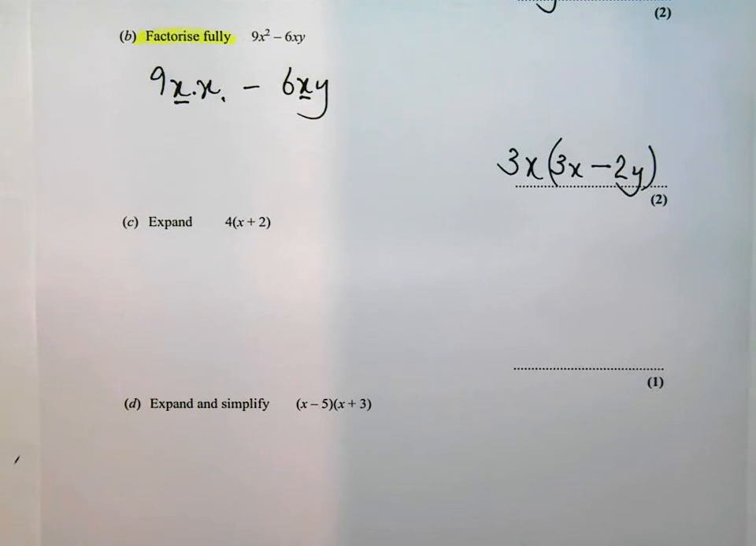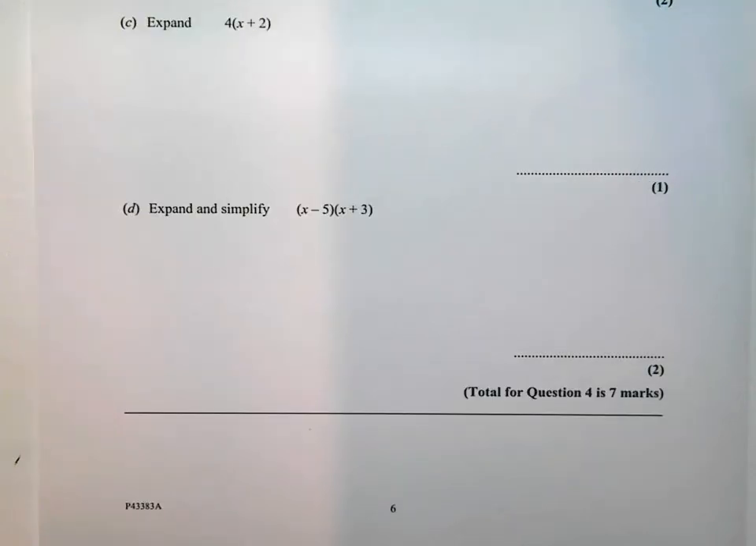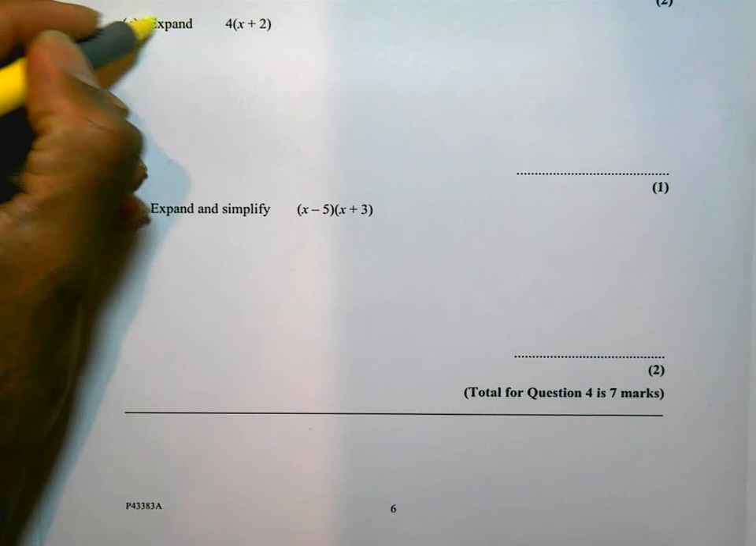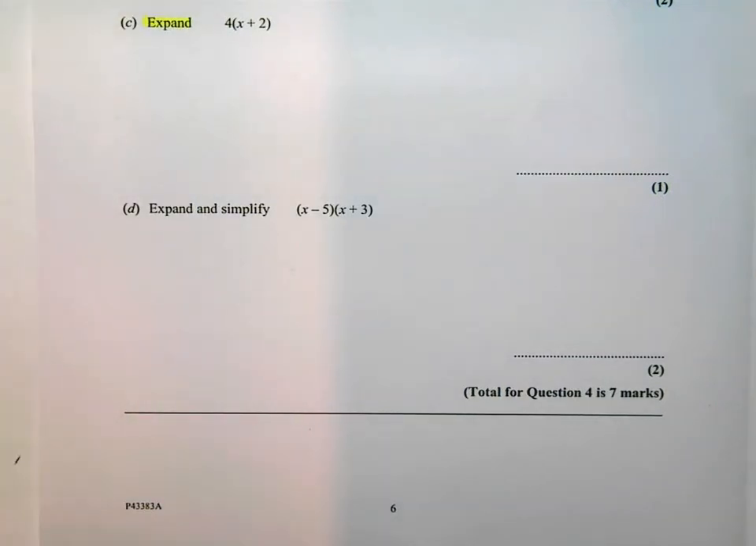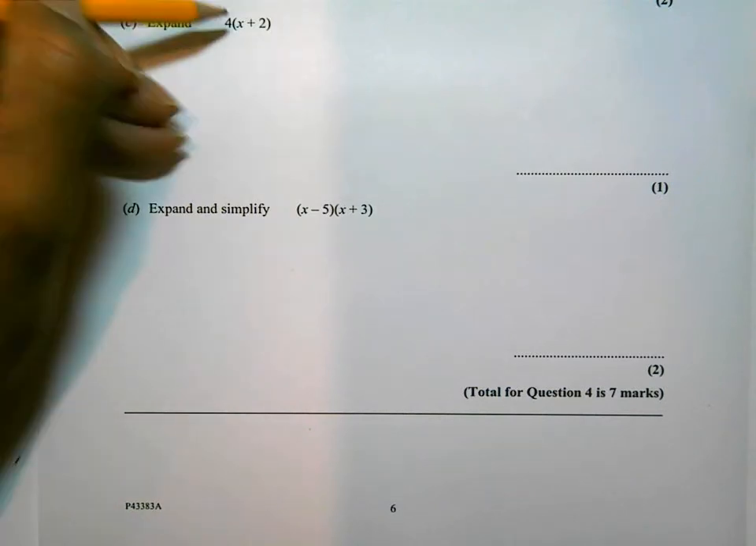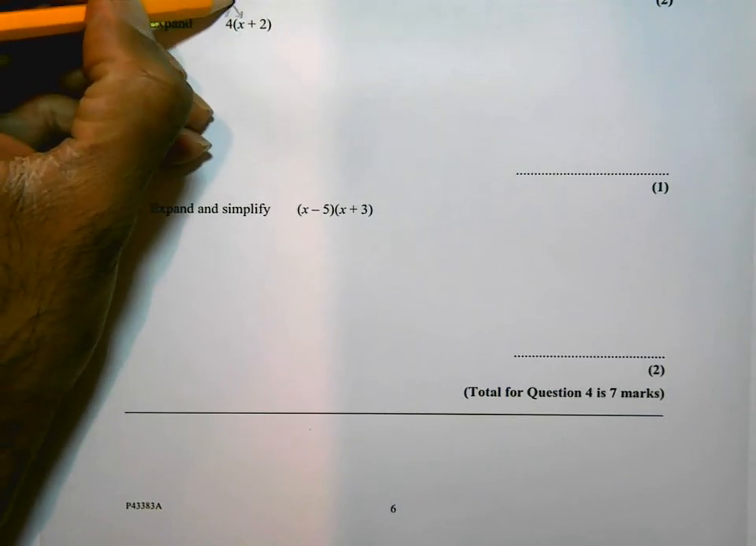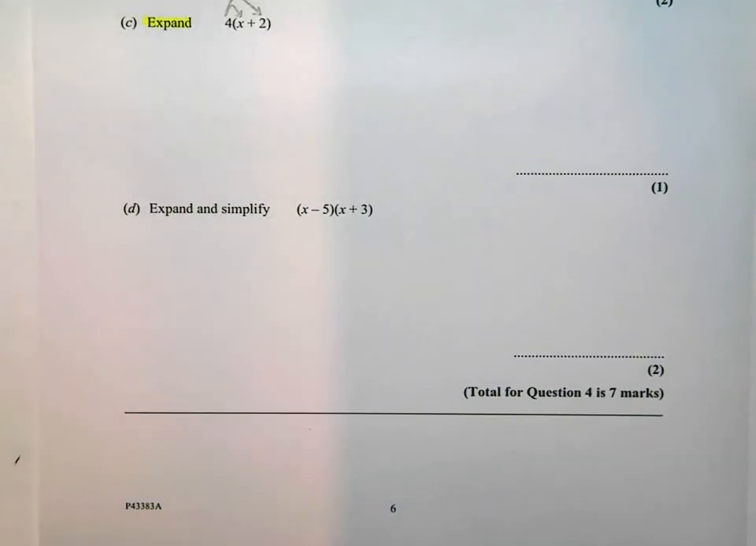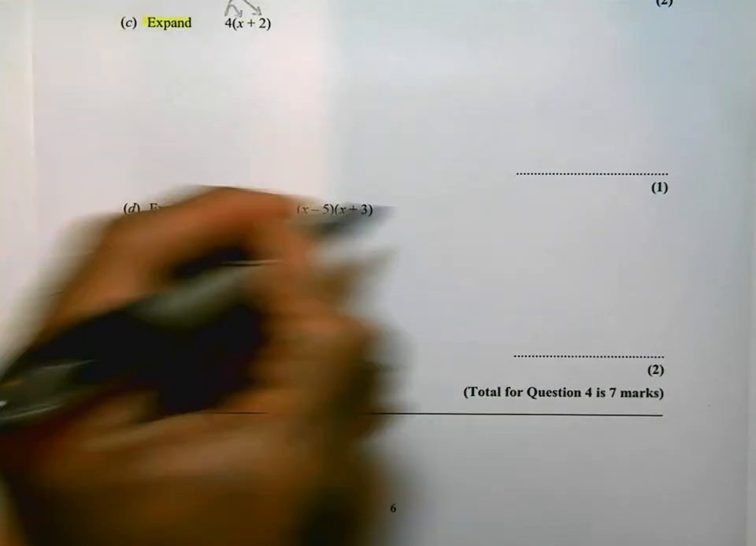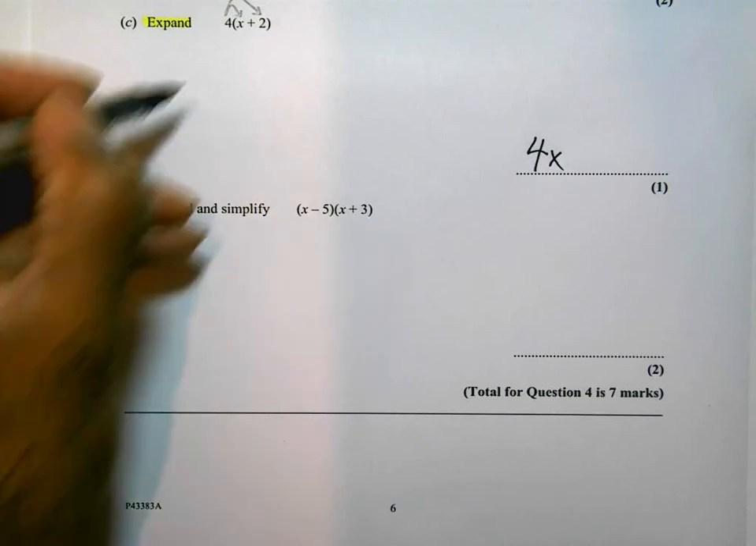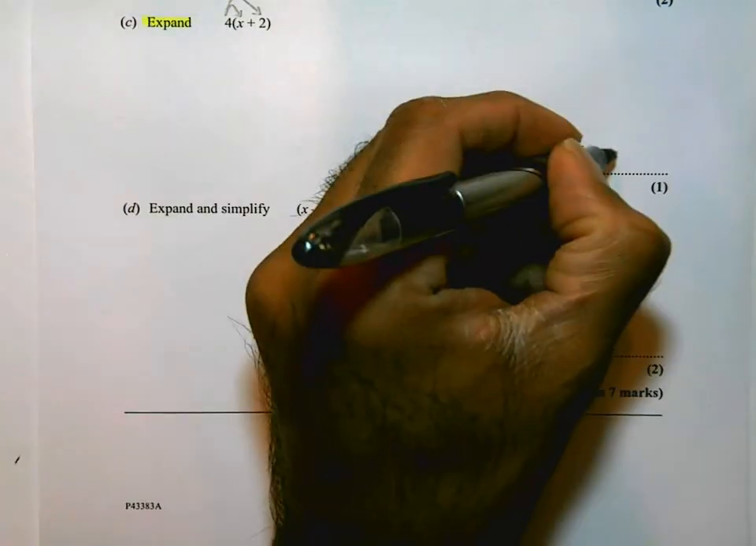Let's look at part C next. Part C wants us to expand this expression, this bracket over here. So we have 4 brackets, x plus 2. Expand is another word for multiplying out. So I need to basically multiply everything inside the brackets by 4. Now, a lot of people do get this one right. It is pretty straightforward. 4 times x is 4x, and 4 times 2 is 8. That's worth 1 mark. It's pretty straightforward, but again, you don't want to lose that 1 mark. You don't want to be 1 mark away from the next grade up.